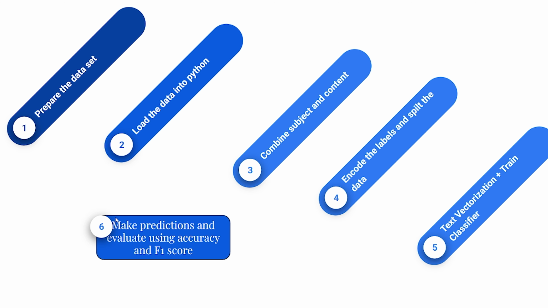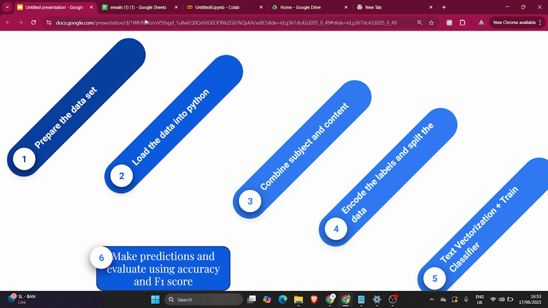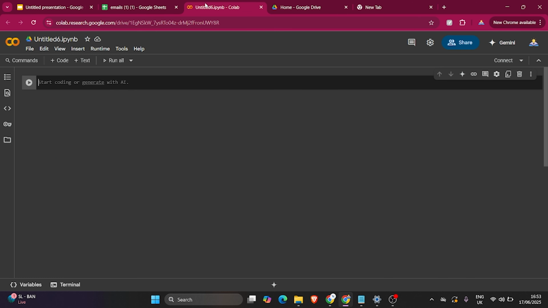Let's move into the practical. Go to Google Chrome and just type Google Colab. Then you can open the Google Colab IDE. So let's start the coding part.